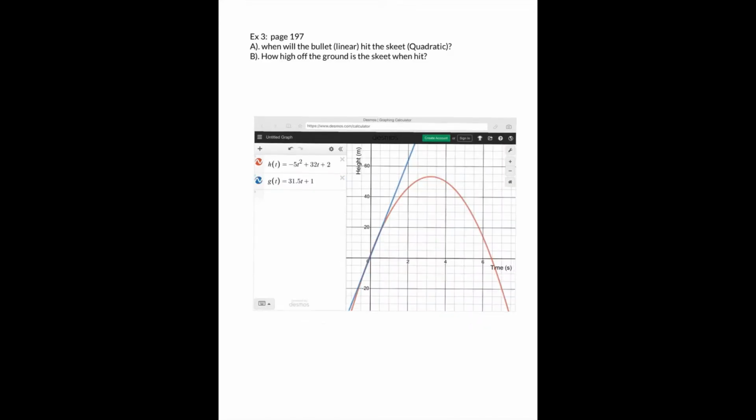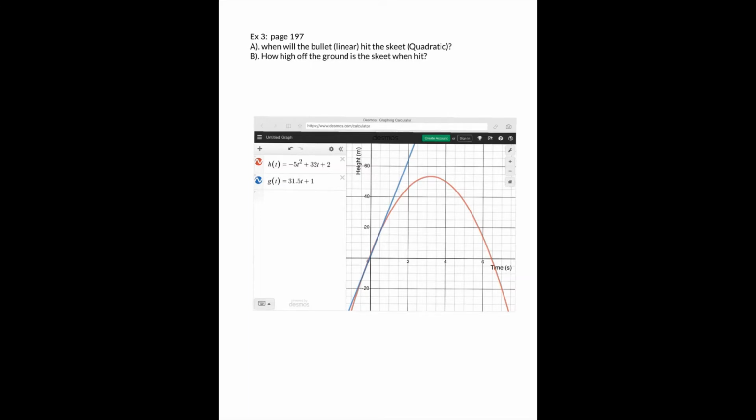Okay, let's take a look at example 3 from page 197. So quite often what we get with quadratics is we get all these height things. Something gets thrown off the ground, shot off the ground, whatever. So in this case, we have a skeet, which is a quadratic. So it's following our quadratic curve. And then we have a bullet, which is going to follow, for the sake of the question, a linear. And what we want to know is when are they going to hit and how off the ground is it?